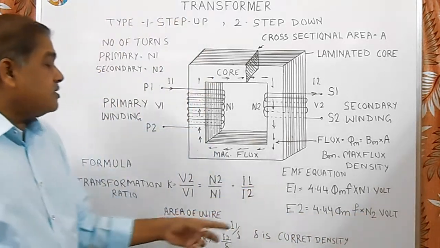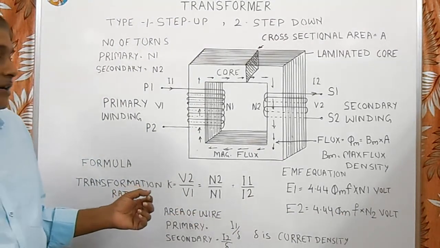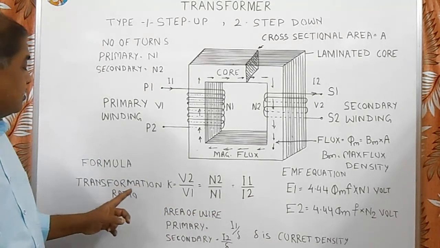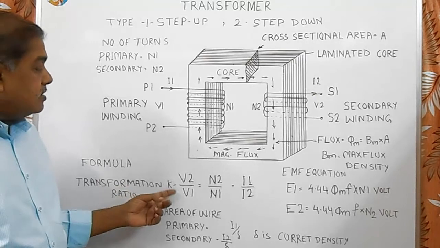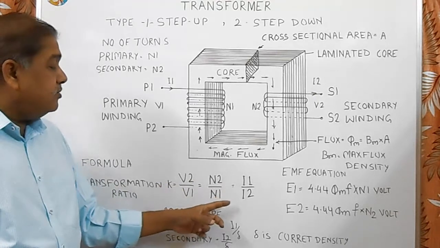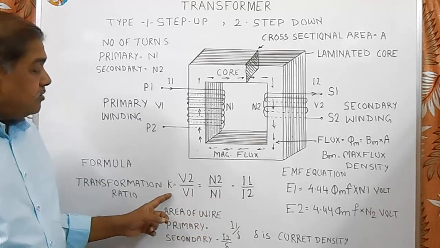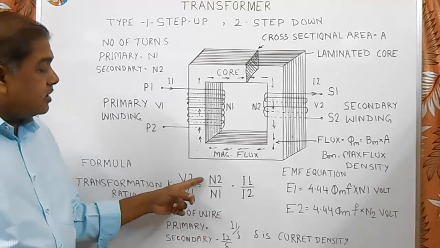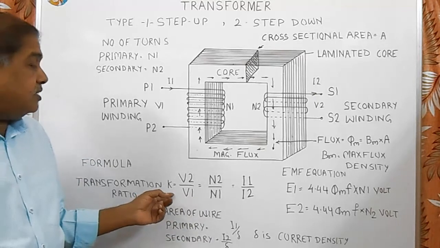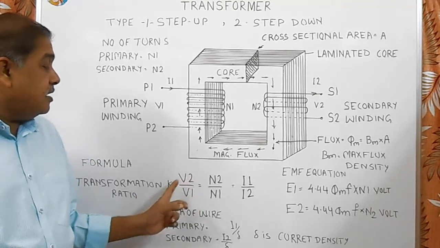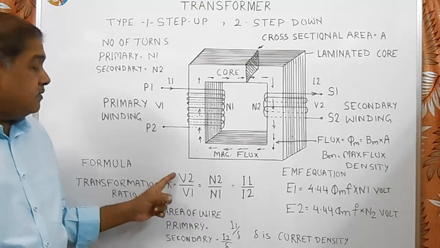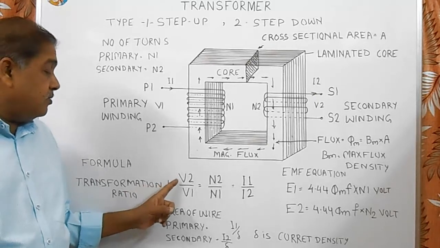With these two formulas, we can find out the voltage of primary and secondary and the number of turns in primary and secondary. There is a transformation ratio K is equal to V2 upon V1 is equal to N2 upon N1 is equal to I1 upon I2. With this, we can find out the number of turns in the secondary and primary. If we know the number of turns in primary, then we can find out the number of turns in secondary. Or if you know the primary voltage, then with the help of this transformation ratio, you can find out the value of secondary voltage V2.